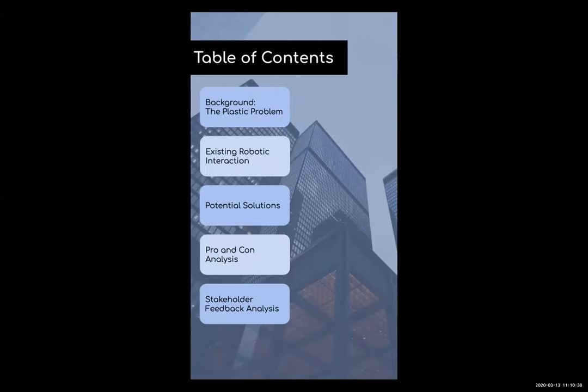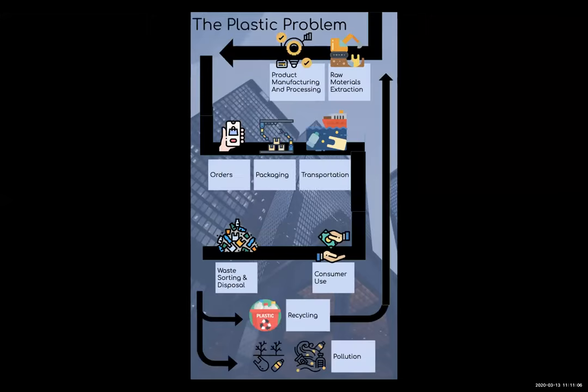The definition of robotics that we came to explore is that a robot is an autonomous instrument that can do something that humans can't really do, or can do through a series of systematic actions that they can repeat. With this presentation, we're going to go over the background of the plastic problem, go over existing robot interaction pinpoints, and then go into our potential solutions, pros and cons analysis, and stakeholder analysis.